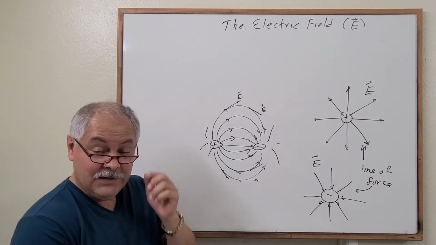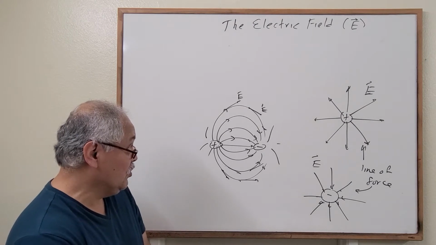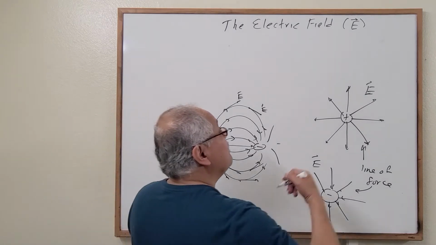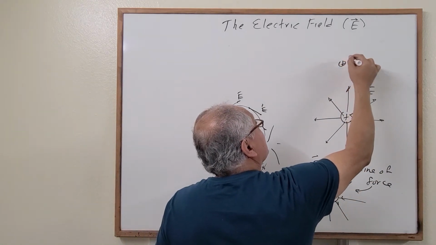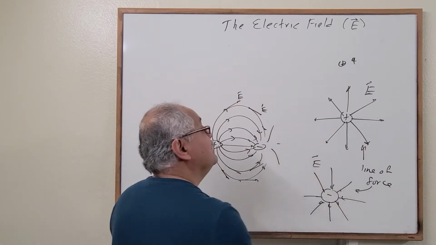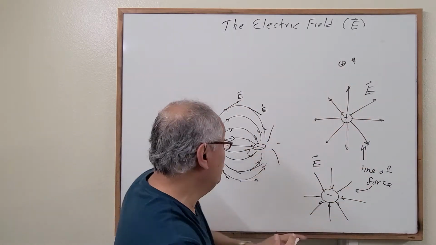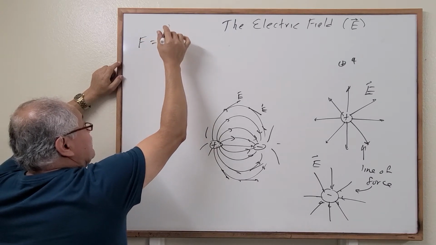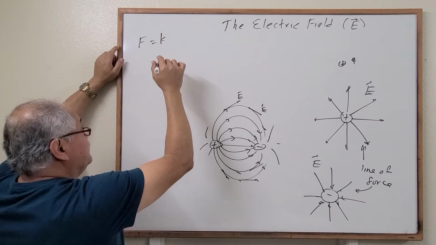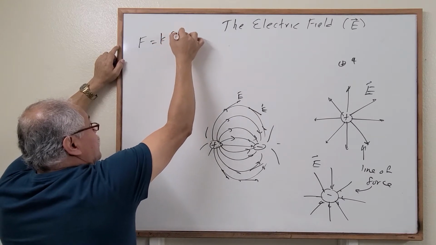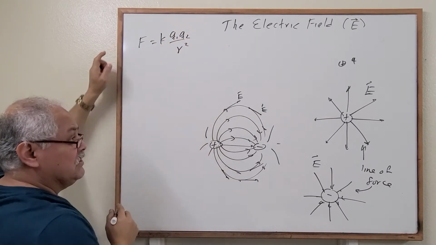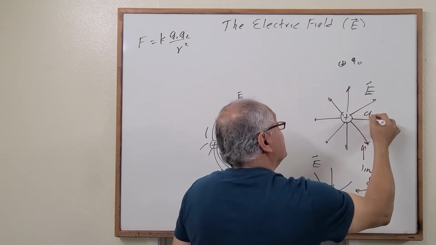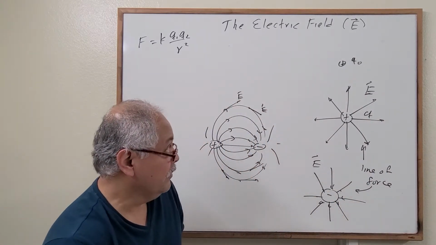Now let's try to find a formula that helps us represent the electric field. Well, imagine one more time that we have a charge right here. Imagine it's a test charge. And now we apply Coulomb's law. Coulomb's law says that the magnitude of the force between two charges is equal to K Q1 Q2 over R squared, right? This is Coulomb's law. We have two charges. This is the test charge. This is any charge right here, correct?